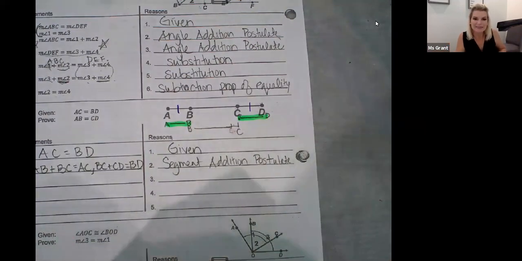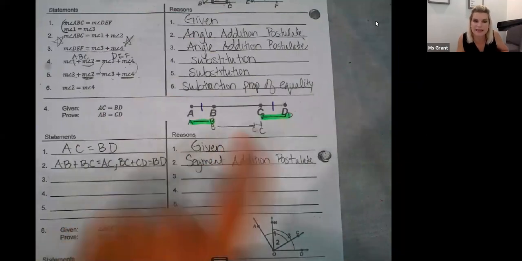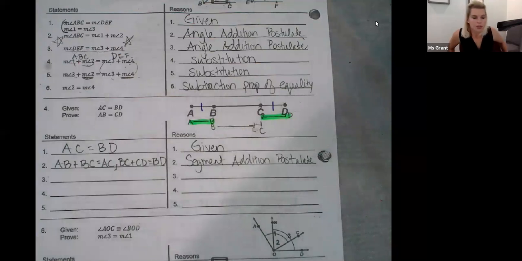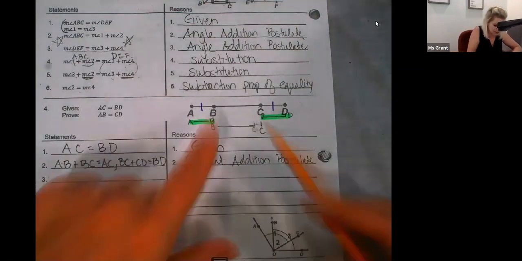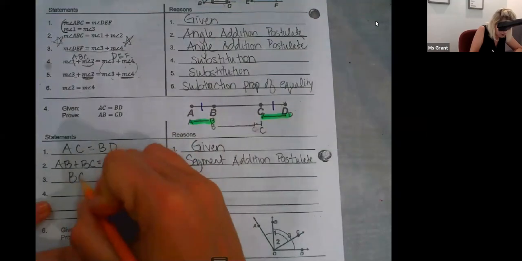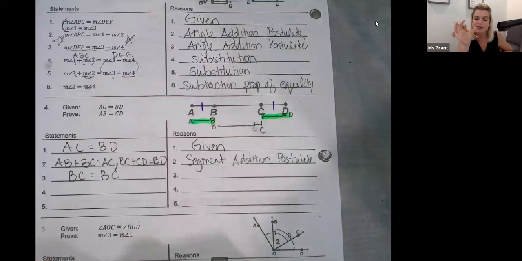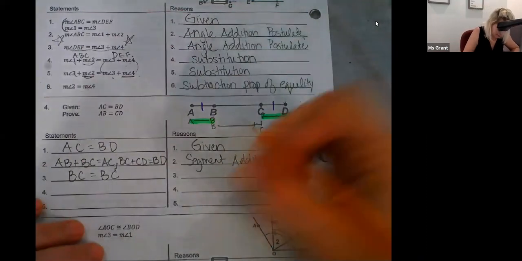If you notice it too, you kind of just need to get rid of this BC because they look like they're the same size. So the next thing to talk about is that the middle piece equals itself. And this is new, you've never seen this before. BC equals BC. The segment in the middle equals itself. Reflexive.